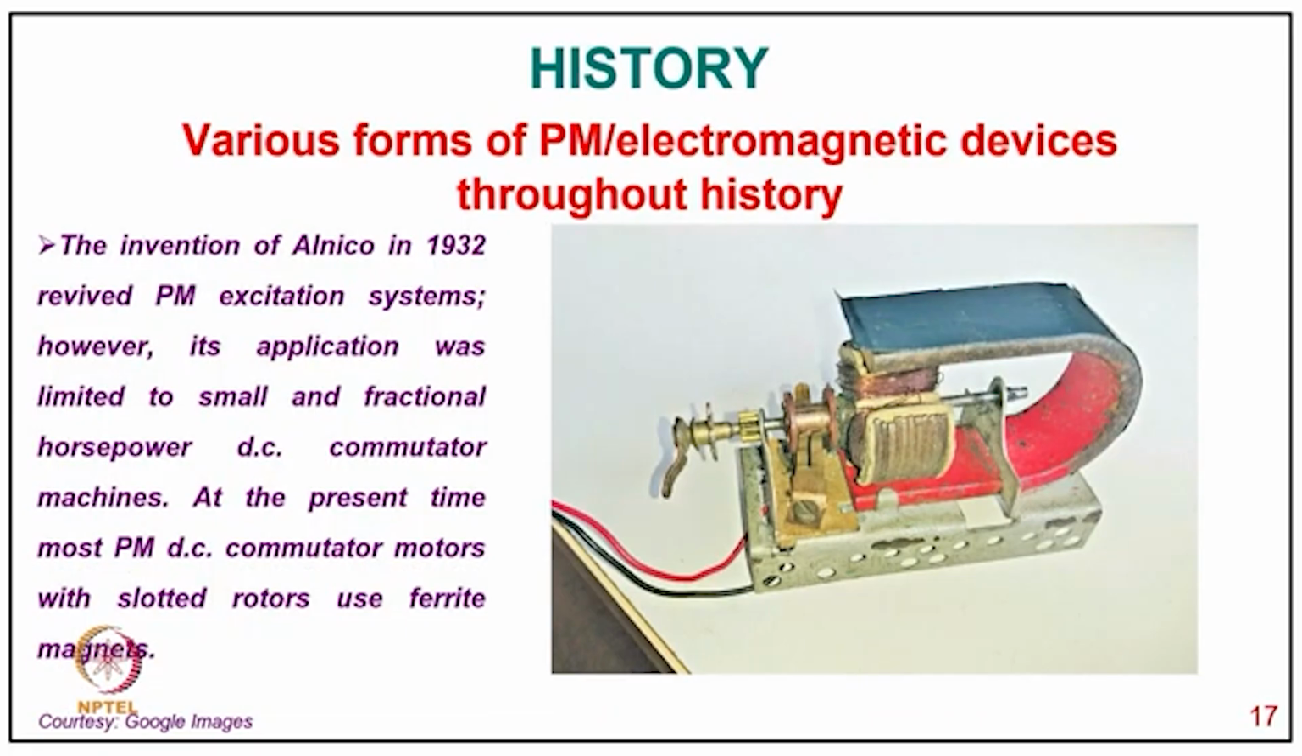Then the invention of Alnico in 1932 revived the magnetic excitation system. However, its application was limited to small and fractional horsepower DC commutator machines. At the present time, most PM DC motors with slotted rotor use ferrite magnets.